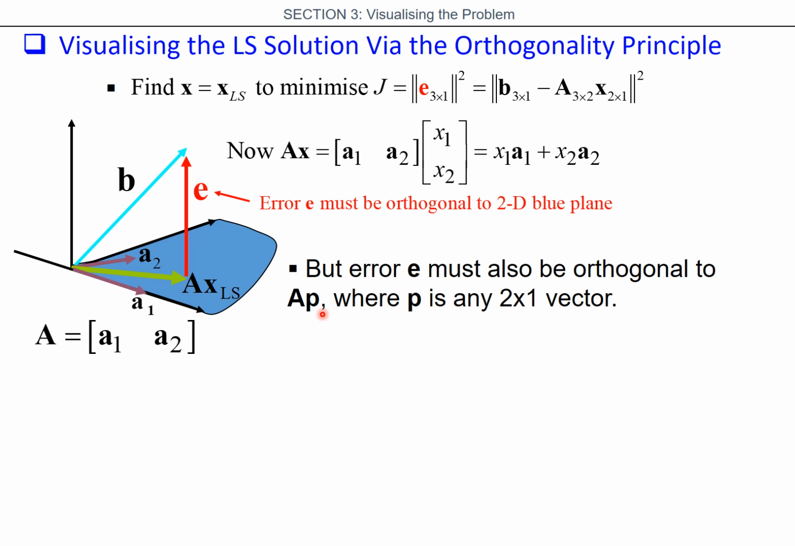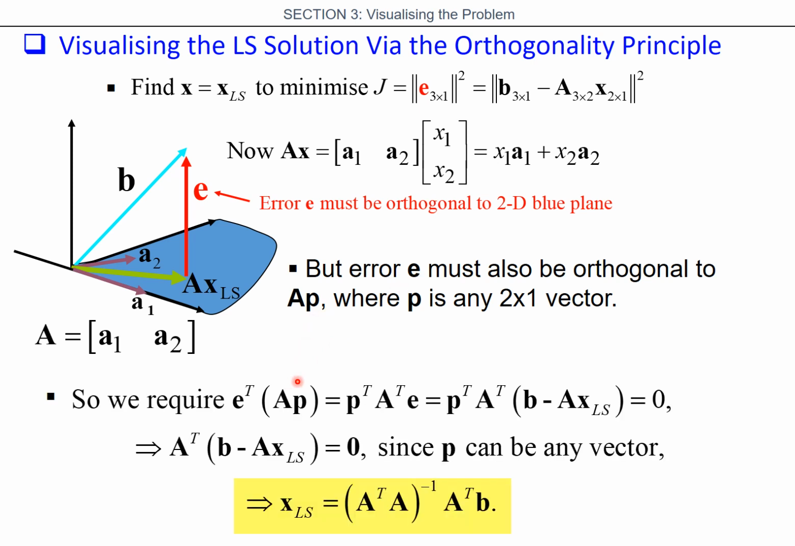So E must be orthogonal to AP. And if E is orthogonal to AP, we can say that the inner product between E and AP must be 0. Find the inner product by taking the transpose of E, multiplying it into AP. Since this product is a scalar, we can take the transpose of both sides, and then we replace E by B minus A x_LS.